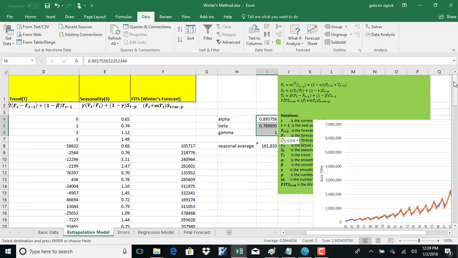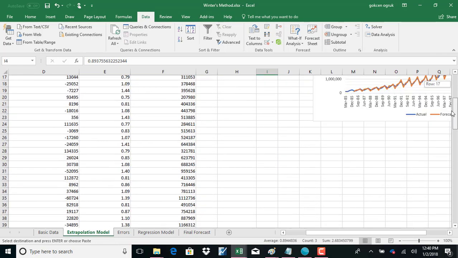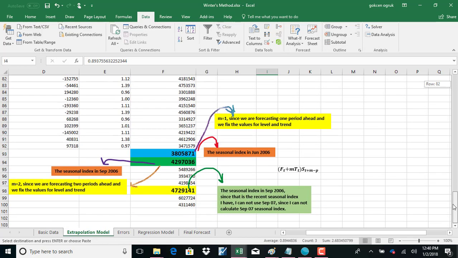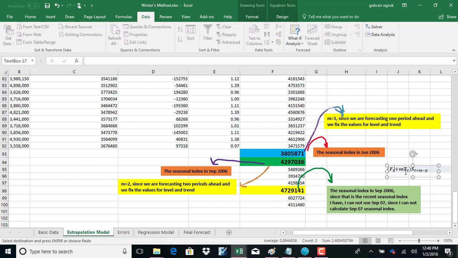One final point I'm going to explain today is using Winter's technique for out-of-sample forecasts. For your project, you need to forecast sales data for a period for which you don't have the actual sales. So what we are going to do here is use the same equation, but with a couple of minor adjustments to that equation.